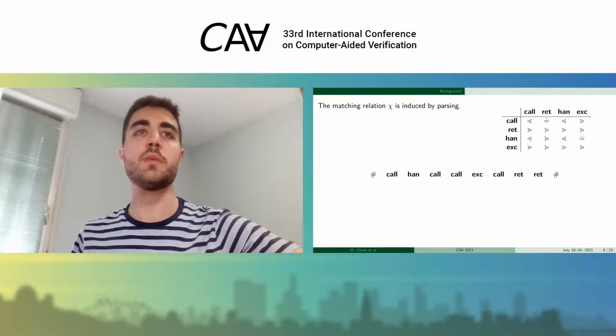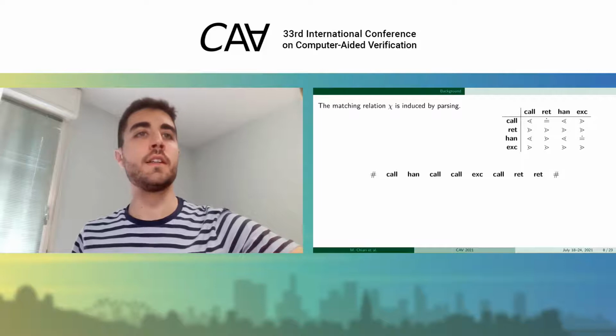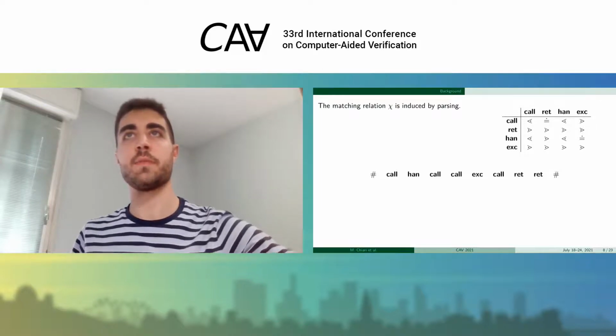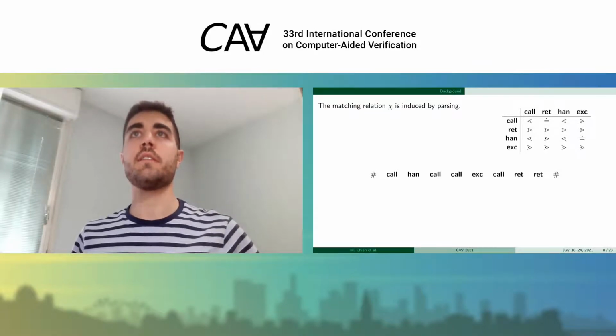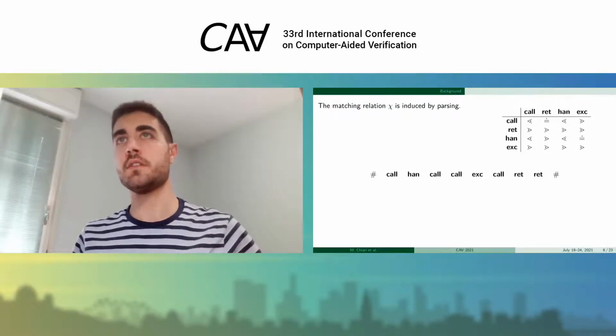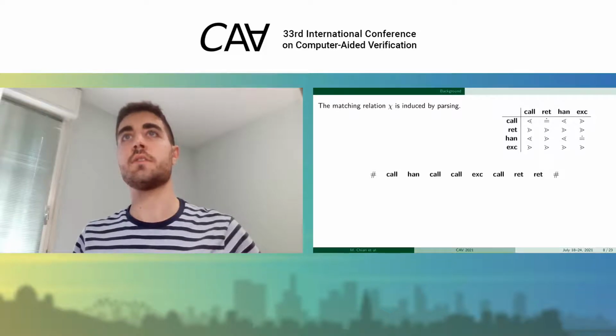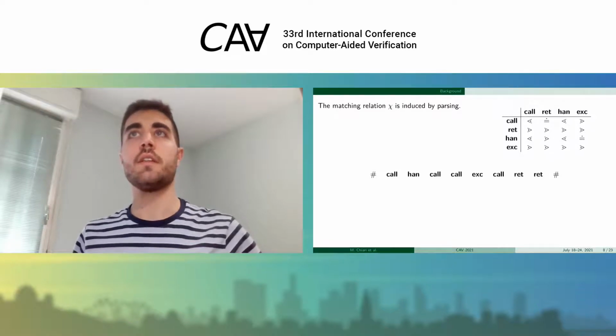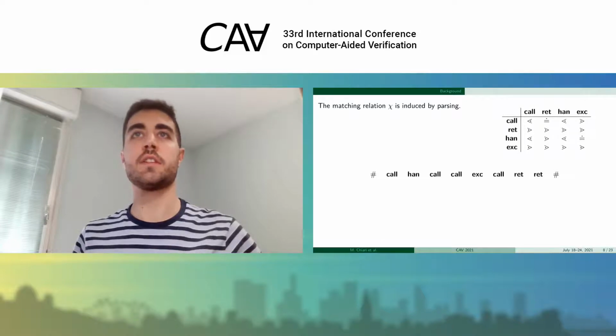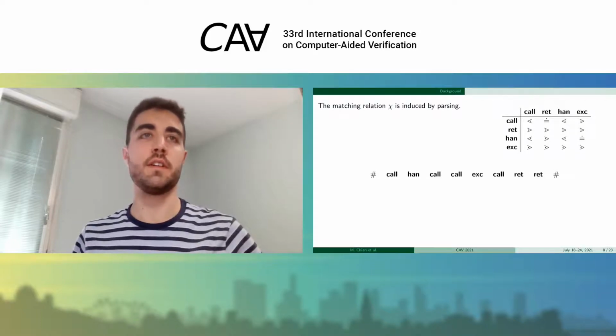So we fix an operator precedence matrix here on the right, and this one allows us to represent traces of procedural programs with exceptions. So we can have function calls and returns. We can have exceptions, which are raised by the functions, and also handlers, which are installed by functions that catch exceptions. An exception terminates all the function calls that it finds in the stack before it finds a handler.